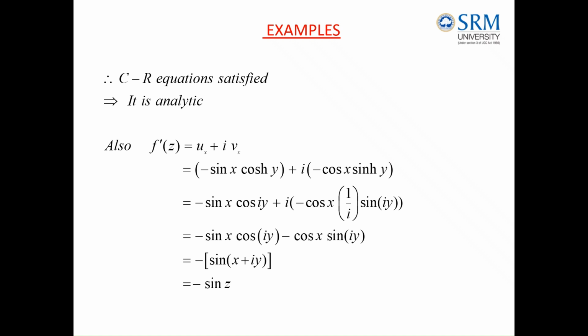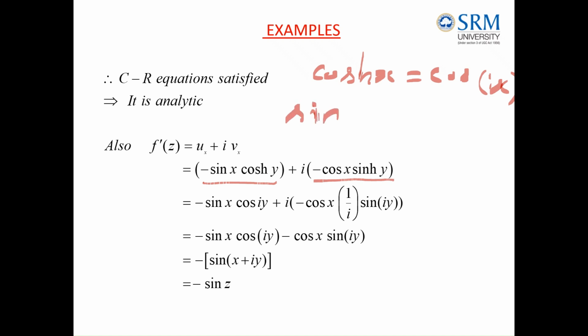Then after concluding it is analytic, I need to find the derivative in the usual manner, taking f dash of z equal to ux plus i vx. So substitute the partial derivative of u with respect to x. Then substitute the partial derivative of v with respect to x. Then we need to reverse: the hyperbolic function is here, and I need to rewrite it in terms of circular functions. So cosh y I can rewrite as cos of iy, and sinh y is equal to 1 by i times sin of iy.